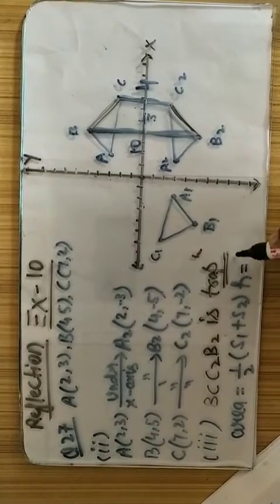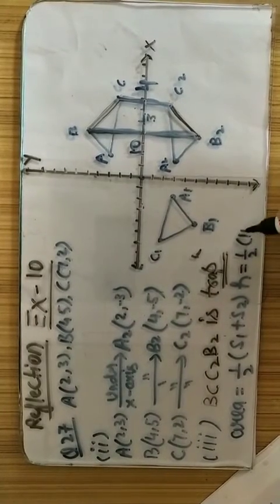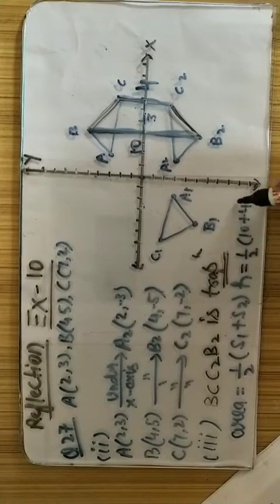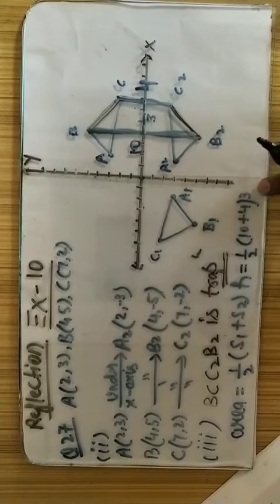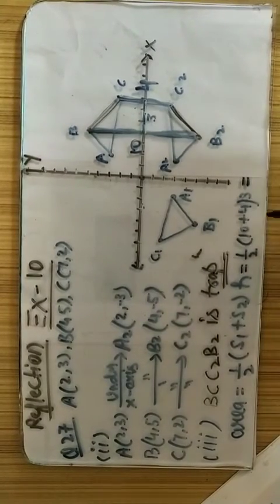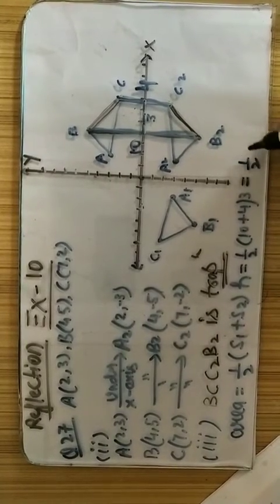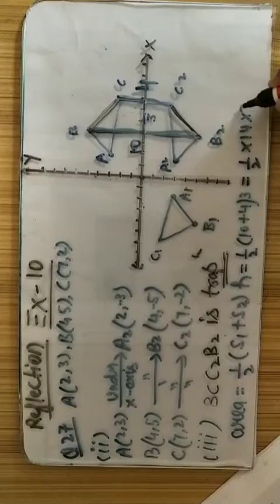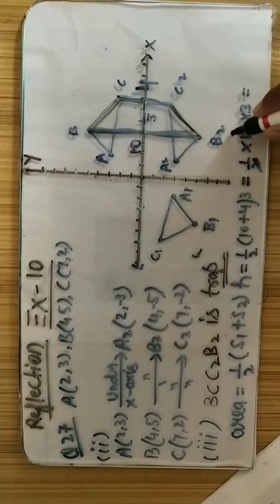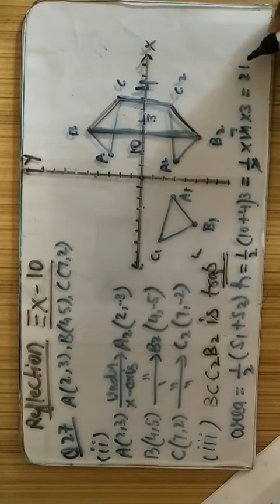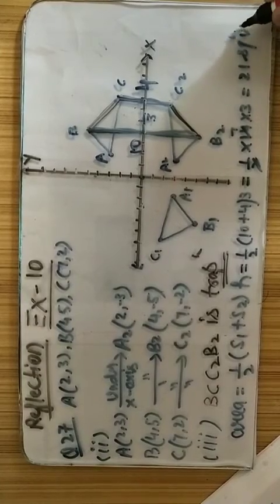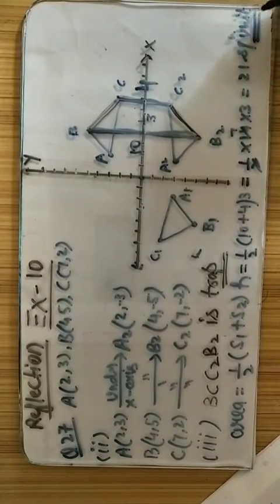So can you find out the area? Yes, of course we can find out. 1 upon 2 into (10 plus 4) into 3. Yes or no? Now 10 plus 4 will be 14. So it will become 1 upon 2 into 14 into 3. The 2 will cancel out. It is 7, and 7 times 3 is 21 square units. This is the area.